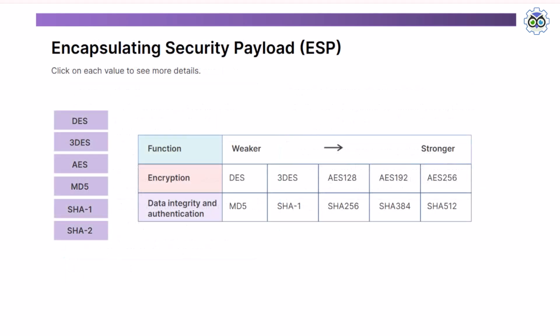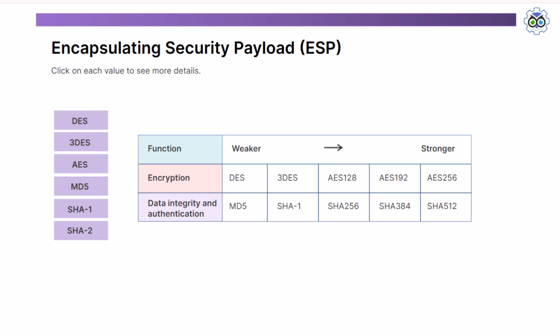FortiGate firewalls support ESP protocol for the authentication and encryption of VPN traffic. ESP provides data encryption, data integrity, and data origin authentication, but it does not provide identity authentication. However, identity authentication is provided by IKE during Phase 1 negotiation. The following table shows some of the most well-known encryption and hashing algorithms supported by ESP in FortiGate.